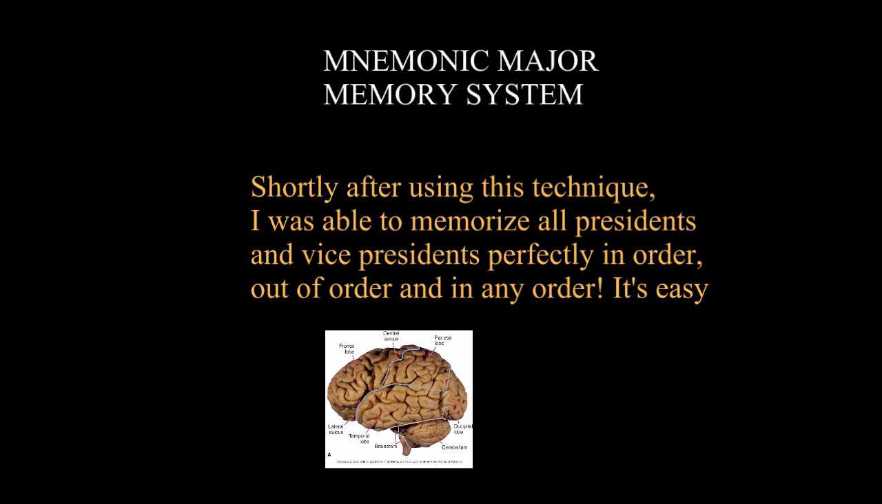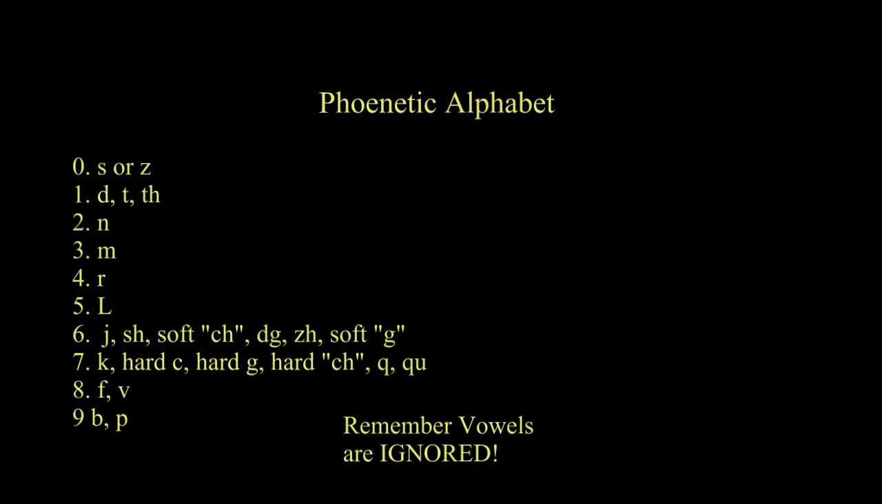Okay, so the premise, the idea, is to convert numbers into meaningful images. Now that's done using the phonetic alphabet. And as you see, the phonetic alphabet takes the digits in our number system and converts them into sounds. Number 1, for example, converts into the sound that D and T, or the combination of TH, makes. D, duh, ta, or thought.